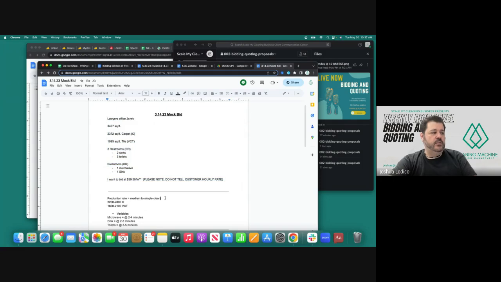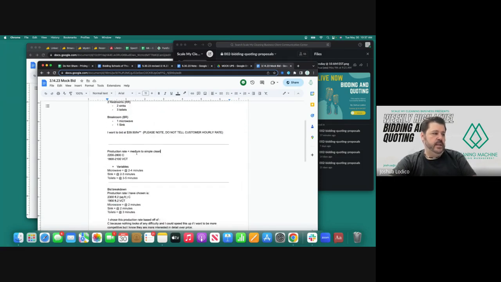Now we're going to take those figures and we're going to put it into a medium clean because it's being done twice a week. It's a lawyer's office, so it's not completely a simple clean, but it's for sure not on the harder scale.